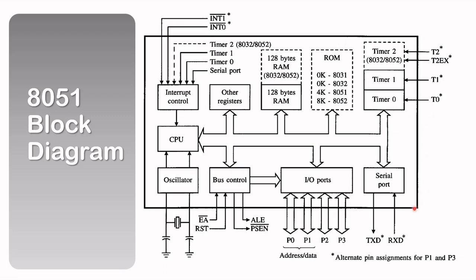So let's take a quick review or a revision of the 8051 block diagram. Here's the block diagram. First off is the CPU, then the RAM, the ROM, the input-outputs, serial port, and most importantly for this video, we are looking at the timers. So timer 0, timer 1, timer 2.